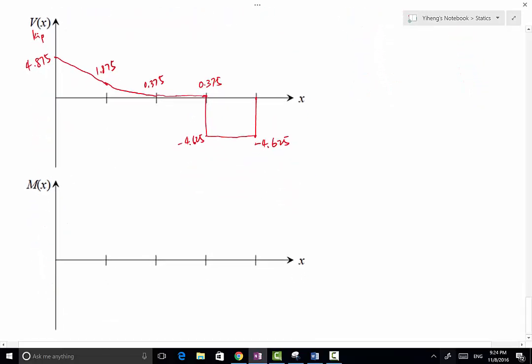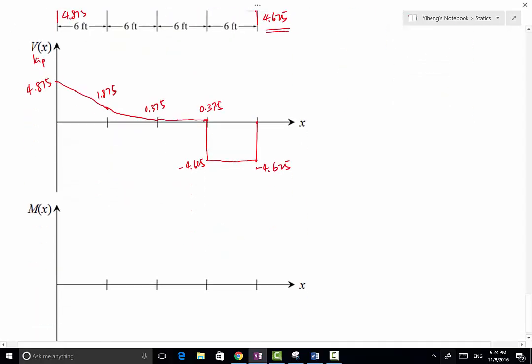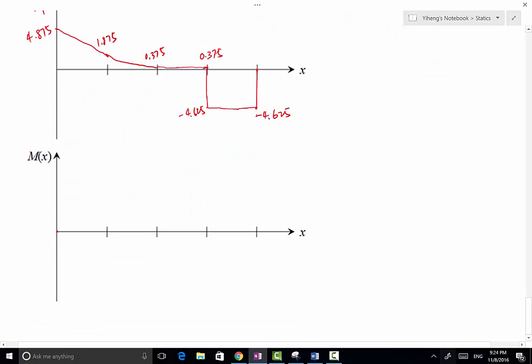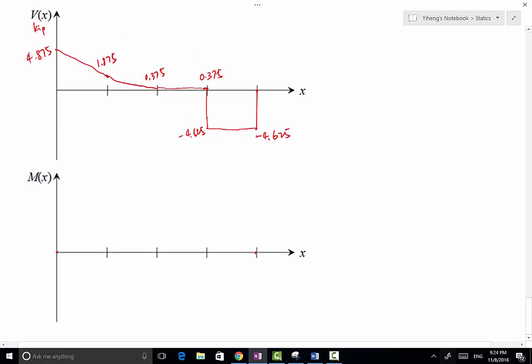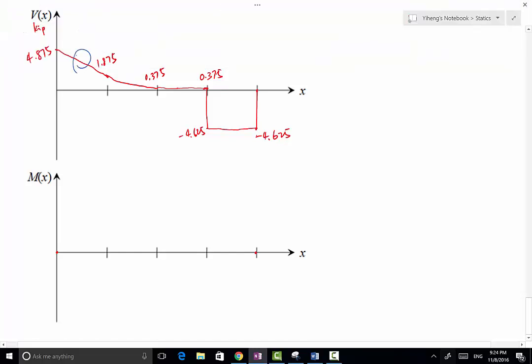For the bending moment diagram, because this beam has no external couple moment at point A or at point B or anywhere else, therefore the graph of bending moment starts from 0, ends at 0, and there's no step change because there's no external couple moment. So for the first region, the shear force changes from positive 4.875 to 1.875, still positive.